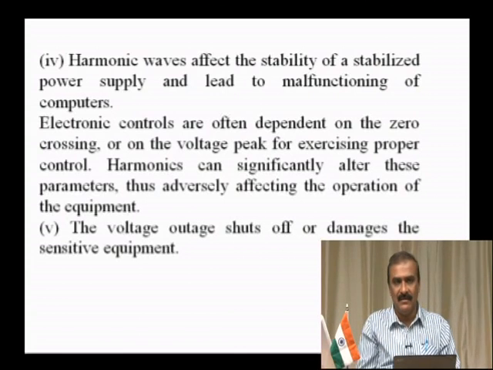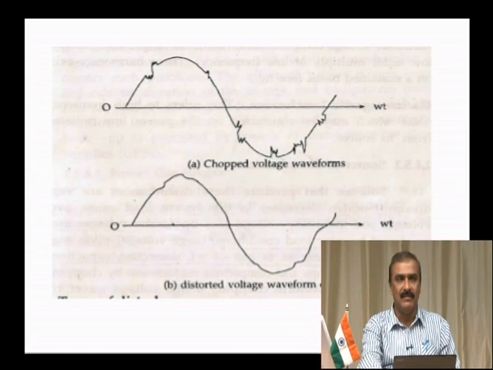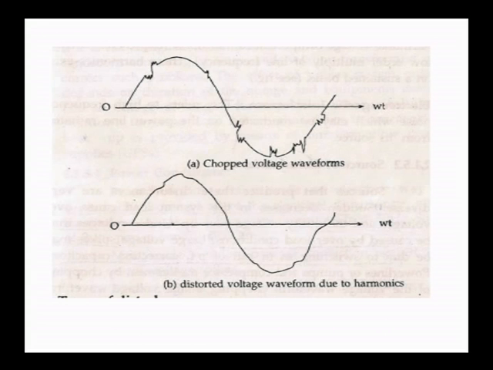And voltage outage shuts off or damages the sensitive equipment. This is a common phenomenon. Definitely all these disturbances will contribute to its damage. So, this is an important thing. You can see here, this is a chopped voltage waveform and distorted voltage waveforms of your AC sine wave. You can see the different choppings and spikes which have been shown here. These are the spikes, and you can draw spikes in a different manner also here. Now, this is a chopped voltage waveform along with the spikes.